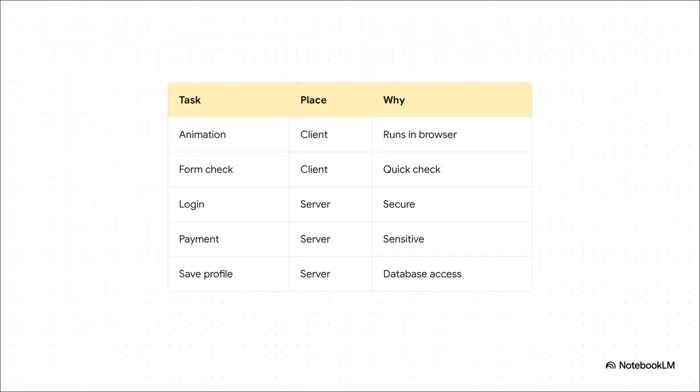Let's actually put this into perspective with some everyday web tasks. Industry standards cleanly divide these jobs based on how much trust is required. Showing an animation or hiding a menu, that definitely belongs on the client side. It needs to be fast and local. What about making sure you didn't leave an email field blank? Client side again. Just a quick check before we bother sending anything over the network.